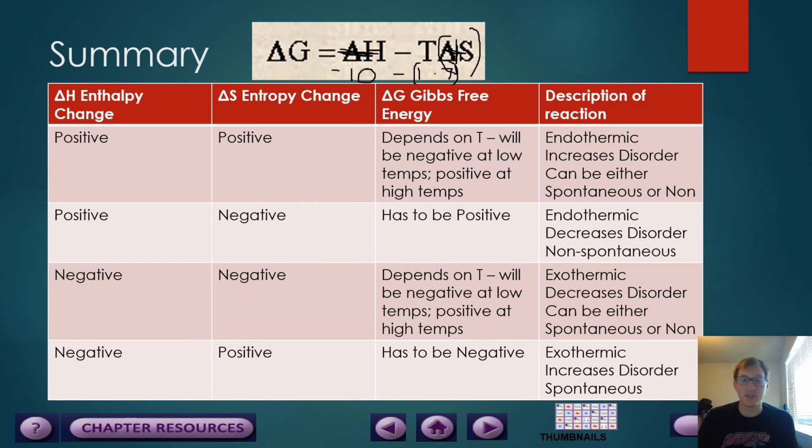And then lastly, for the description, I can say exothermic, gives off heat, because delta H is negative. I can say increases disorder because delta S is positive, or positive entropy. And then it is spontaneous, meaning it doesn't need outside energy in order to occur.